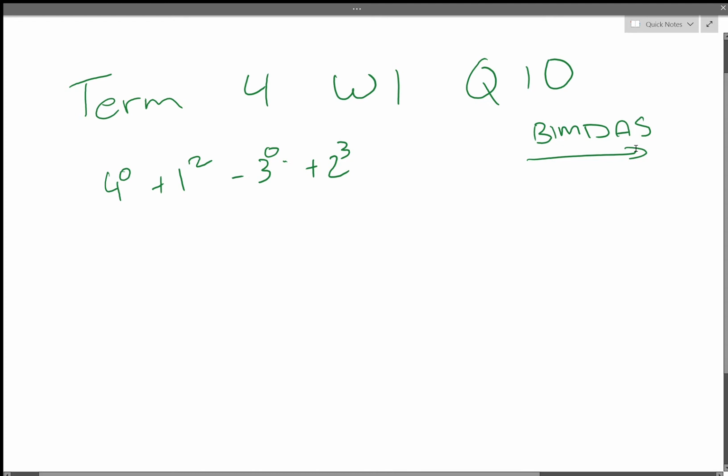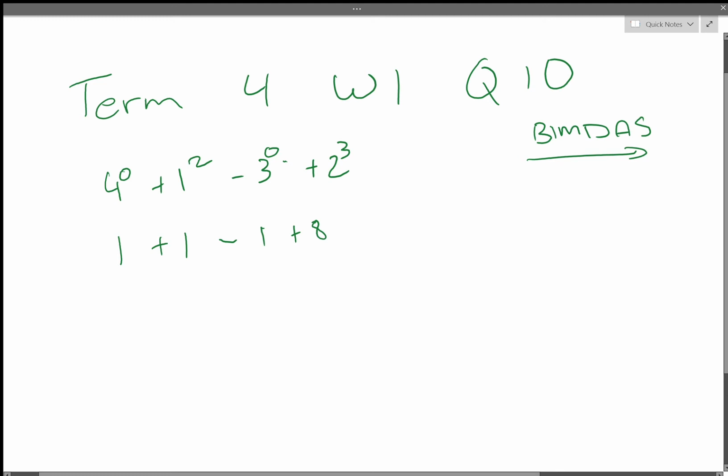So we start with brackets. Are there any brackets? No. Next one is indices. Well, we have a few indices, 4 to be precise, so let's simplify those. 4 to the power of 0. Now, as we learned in class, anything to the power of 0 is 1. So this is 1 plus 1 squared is 1, minus 3 to the power of 0 is 1, and then plus 2 to the power of 3, which will give you 8, as 2 times 2 is 4, 4 times 2 is 8.